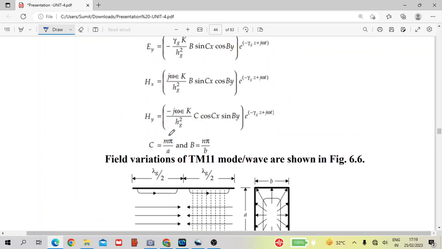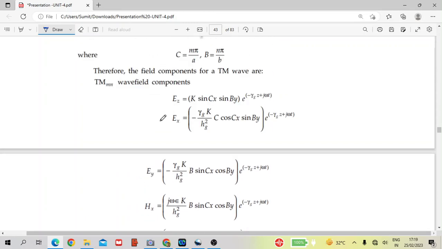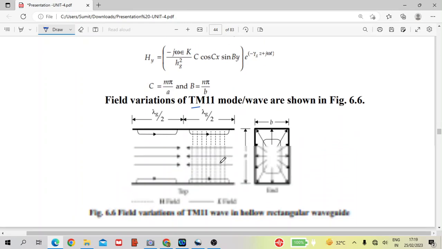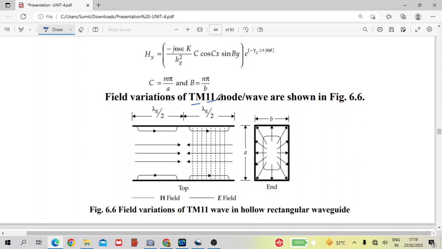Field variations of TM11 mode. One thing more, from these solutions which you have obtained, remember in the parallel plate there was only one variable M. Here it is M and N, because one more boundary condition has come on the opposite side. So TM11 means one half cycle variation along X and one along Y. That is the meaning, and accordingly the field configurations look like this.